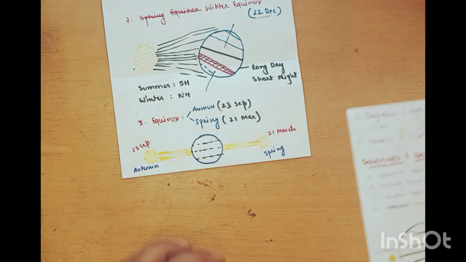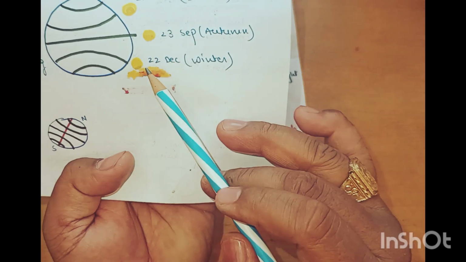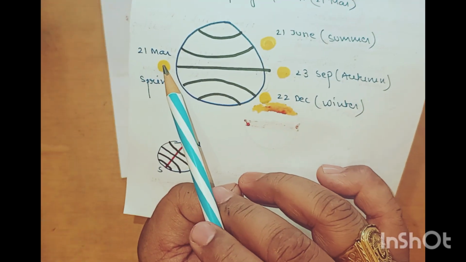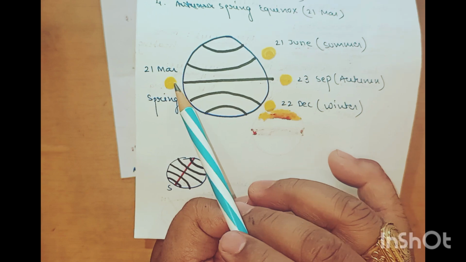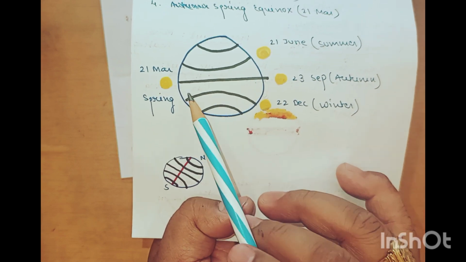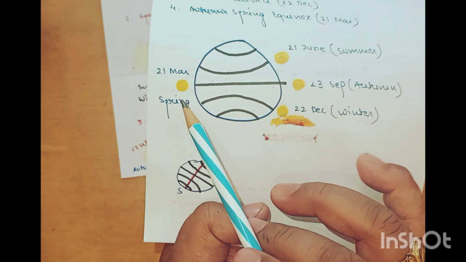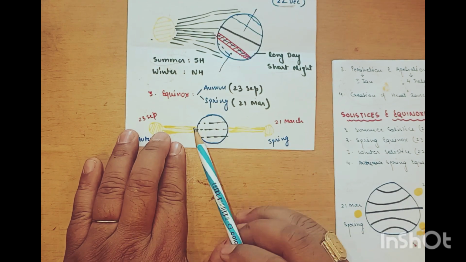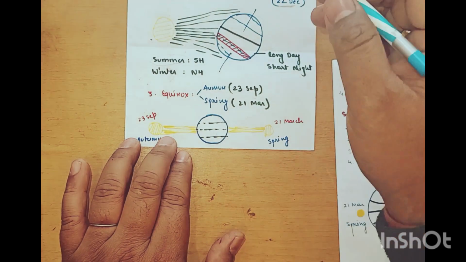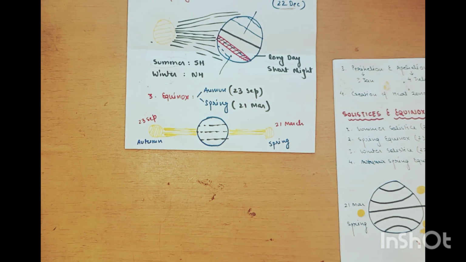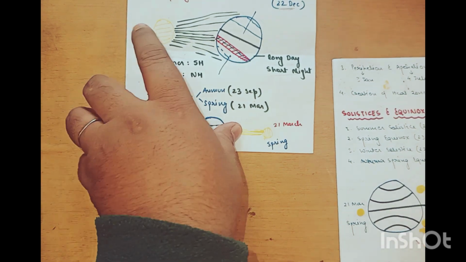And again the sun will start moving back to the equator, and it will get overhead on 21st March. And when the sun is getting overhead at the equator, this position is known as spring equinox. And again the same condition, the whole earth will have equal day and equal nights. So this is summer solstice and winter solstice, very important concept of revolution.